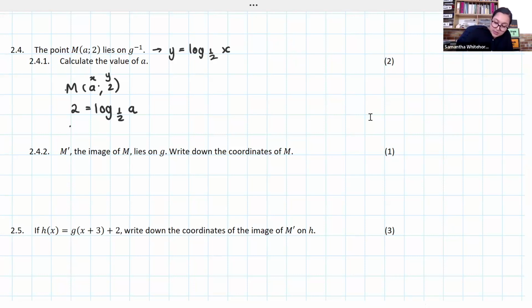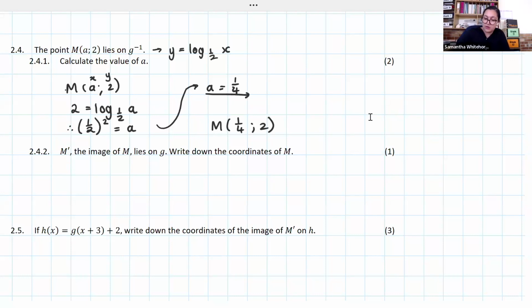So this would now be your base, which is a half, to the power 2 is equal to a. And so a is equal to a quarter. Makes sense? It should be on the positive side. We're all good. It does mean that M is then (a quarter; 2). We were only asked for the value of a, so we just leave it at that.